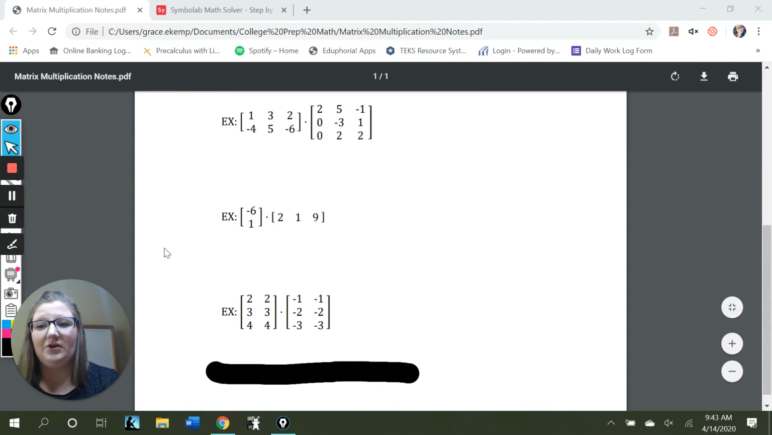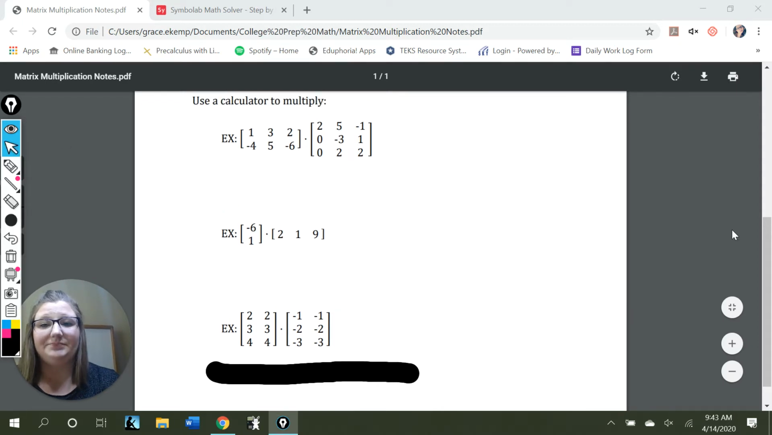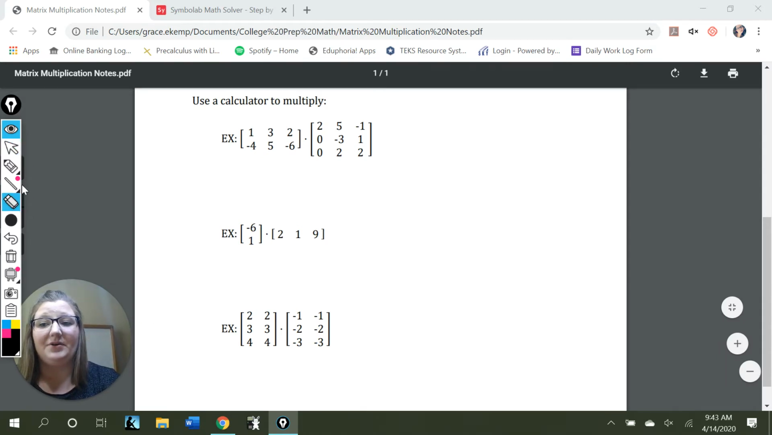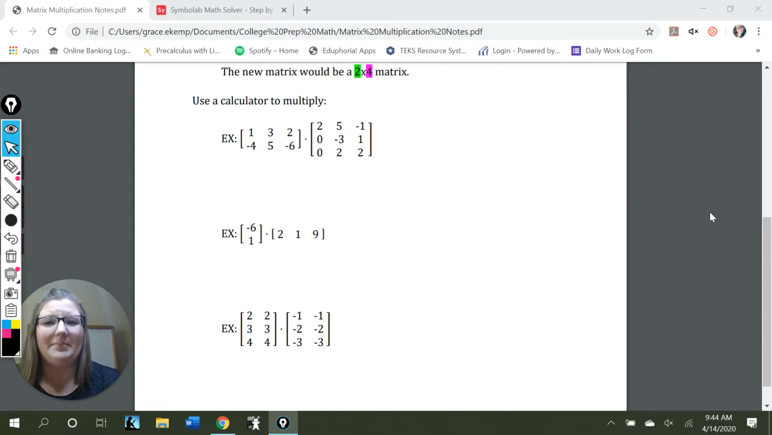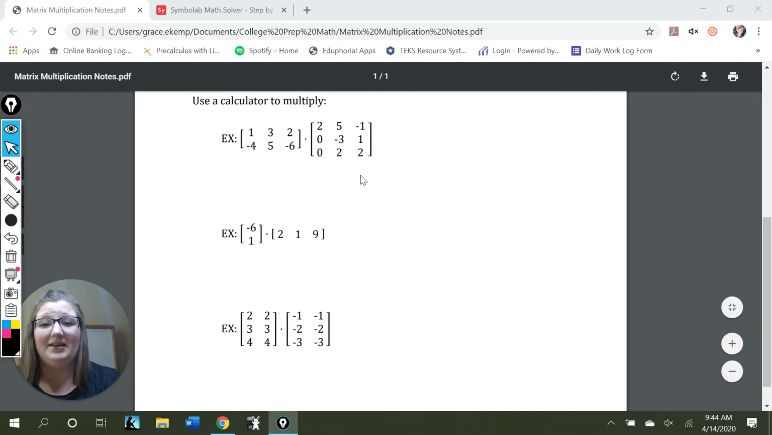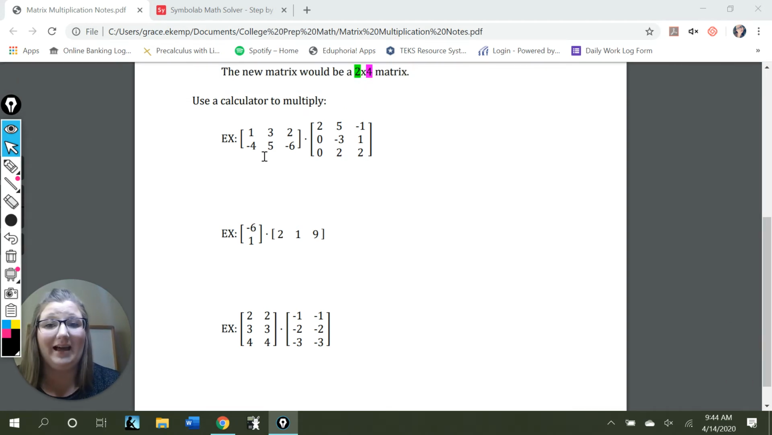All right, so for our examples, we've got 3 different matrices that we're going to try and multiply together. And for this time, we're just going to use a calculator to multiply these. And in a future video, I'll show you how to multiply them by hand. But the main way you're going to do these is using a calculator. Multiplying them by hand can get kind of complicated. So we're going to use a calculator to multiply these. But before we do that, we need to know the size of our matrices so that we can type them into the calculator correctly.